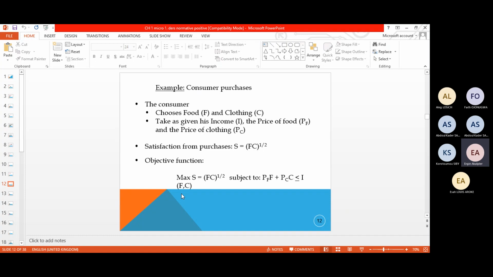Therefore, the constraint for this equation will be PF, the price of food, multiplied by the food amount, plus the price of clothing multiplied by the clothing amount, must be less than or equal to the income of this consumer. Is it clear here? Up to here.